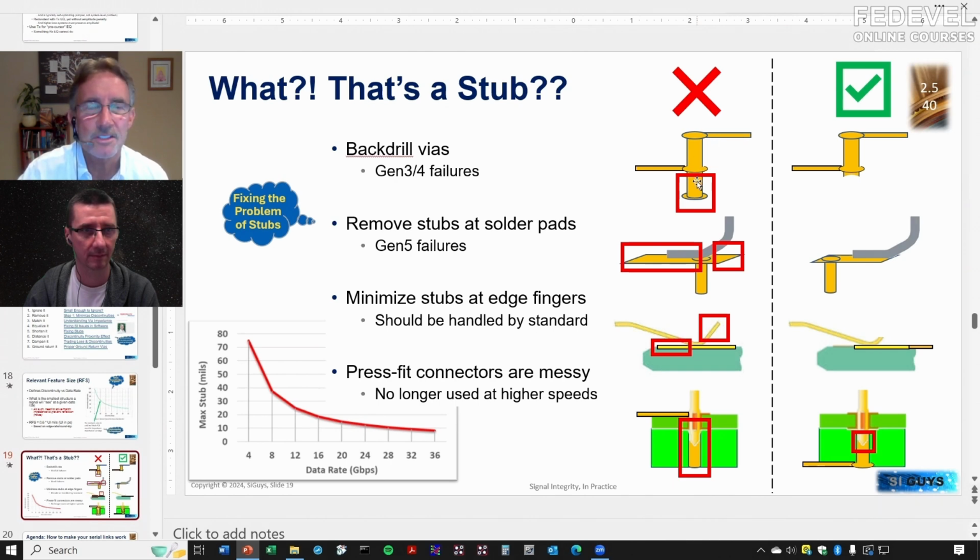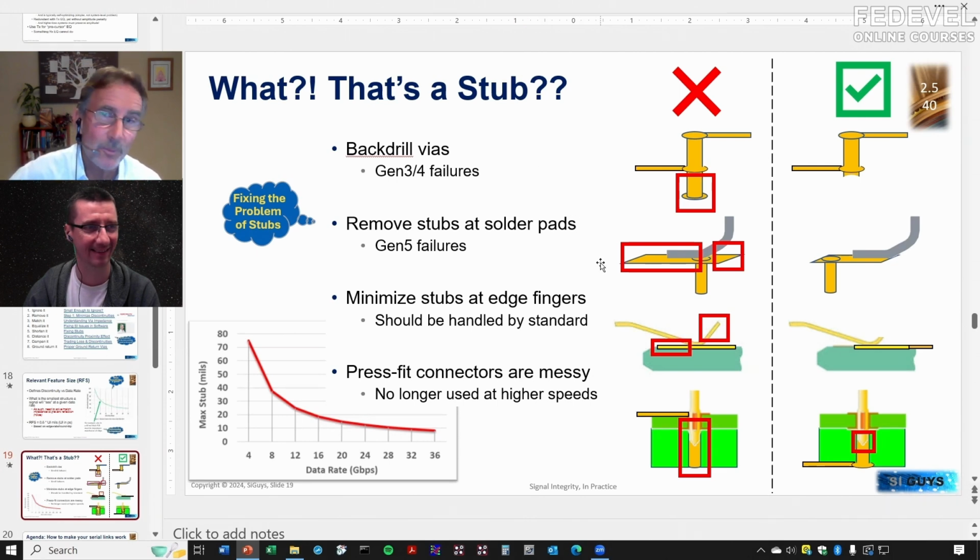And so these things can completely nullify your signal if they're long enough. Okay, any stub can do that. So back drilling, like you said, sends that drill up and just gets rid of that extra metal or that stub, right? So this was causing failures at the Gen 3, Gen 4 level, right? And so everyone got really good at back drilling in that stage, all right?